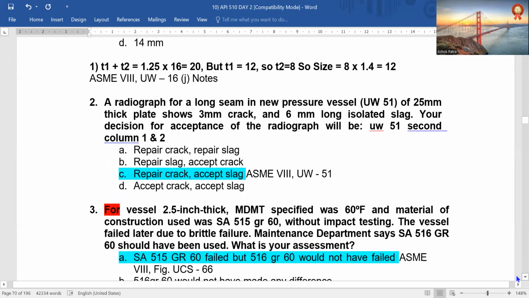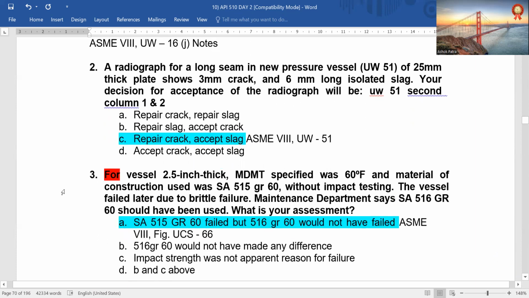A radiograph for a long seam in a new pressure vessel, UW-51, of 25 mm thick plate shows a 3 mm crack and a 6 mm long isolated slag. Your decision for acceptance? The 6 mm isolated slag is acceptable, and the crack is not acceptable as per UW-51. So that is it: repair the crack, accept the slag. If it is more than 6, you have to repair.